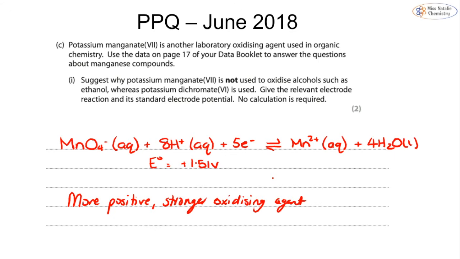Now, this is a problem because if it's a stronger oxidizing agent, we may not have the oxidation stopping where we want. If we use the potassium manganate, we may not make the ethanal. If it is a very strong oxidizing agent, it means that we could potentially go straight to the ethanoic acid and not be able to do that first step. Whereas when we use the potassium dichromate, our oxidation is a little bit less because it's a weaker oxidizing agent, so we can do it in steps.